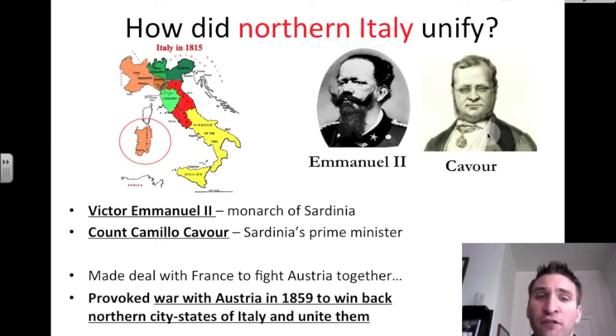And here is Cavour. These 2 men strike a deal with France to fight Austria together. Where is Austria? It's on the northeast side of Italy. And these 2 men provoke a war with Austria in 1859 to win back the northern city-states of Italy.